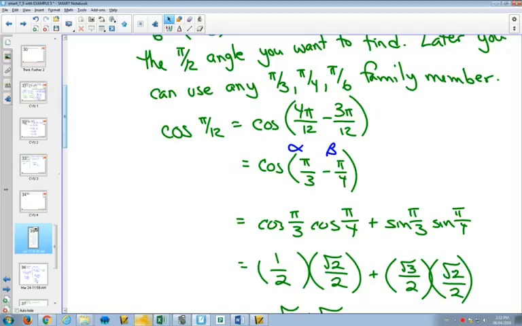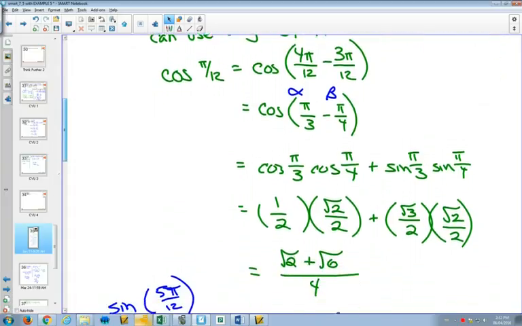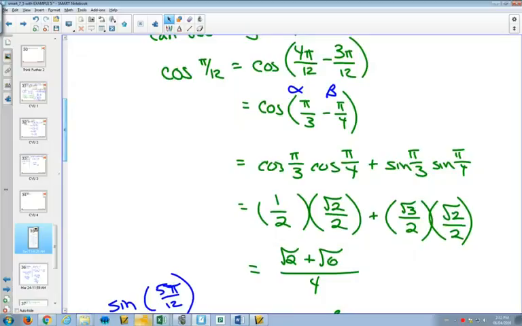Now all you have to do is write your final answer as a single fraction. So you need a common denominator. Do we have a common denominator already? They'll both be over 4, right? Because 2 times 2 is 4. On this one I'm going to have root 2. On the other one I'm going to have root 6. So putting them together, I'm going to get root 2 plus root 6 all over 4.